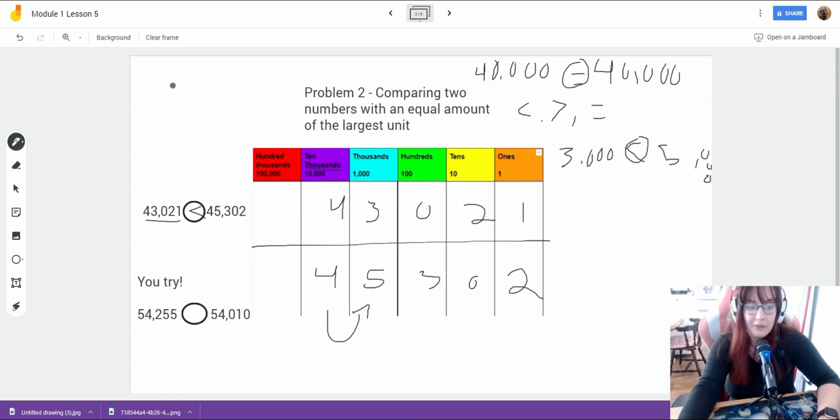45,302. Remember, it does not matter that our first two numbers equal the same thing. If they equal the same thing, we just move on to the next place value, compare those two, and then insert the symbol after we find out the answer. So fourth grade, I want you guys to try this now on your own. So you're going to have 54,255 compared to 54,010. You're going to put both of those numbers into this chart and then compare.